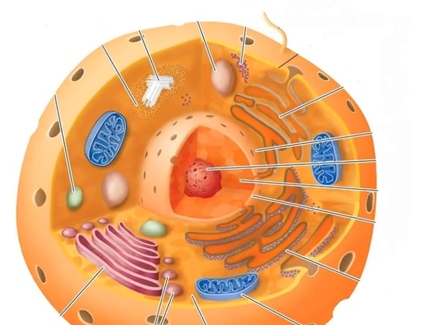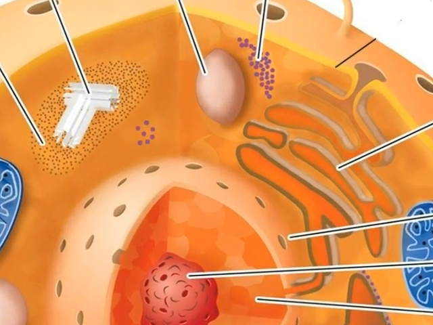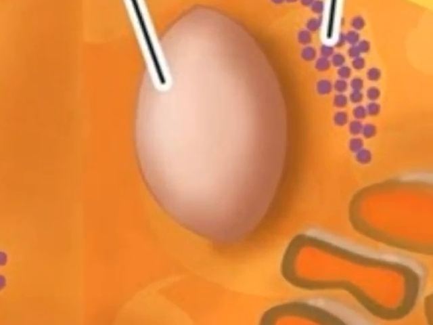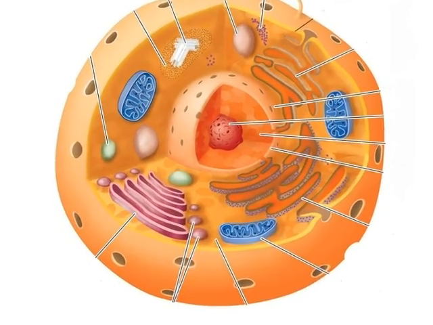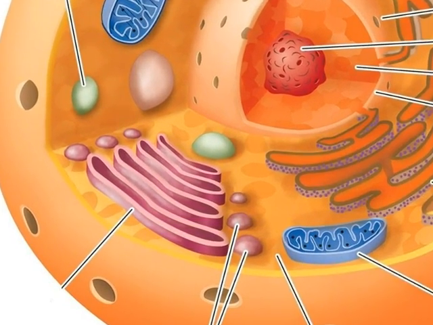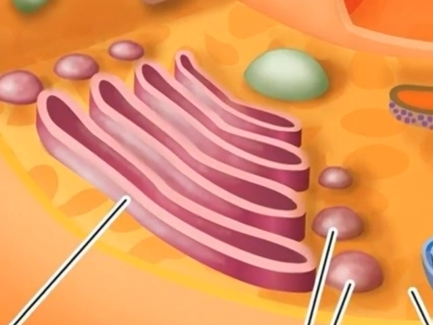Lysosomes digest food and old cell parts. They also break down protein, fats, polysaccharides, and nucleic acids. This organelle is also exclusive to animal cells. The Golgi consists of flattened membranous sacs that receive transport vesicles from the ER and modify them. The Golgi also makes lysosomes and secretory vesicles.